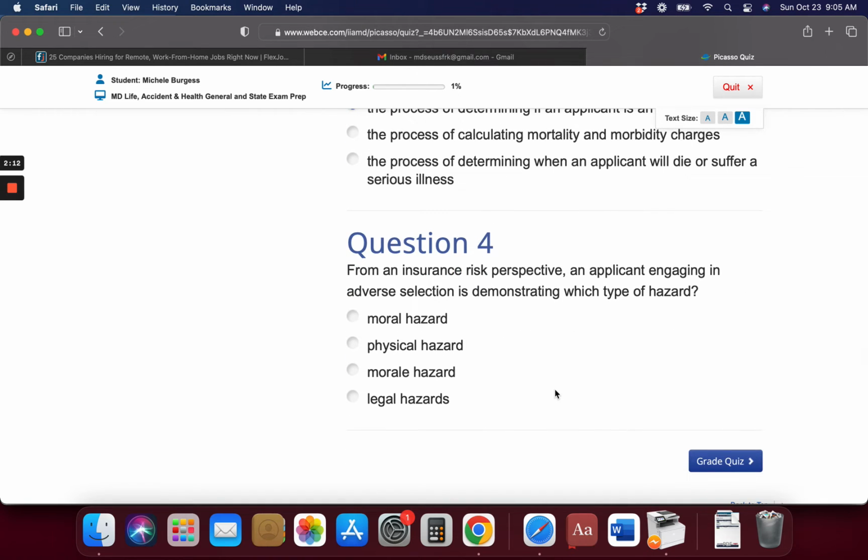All right, from an insurance risk perspective, an applicant engaging in adverse selection is demonstrating which type of hazard? I'm guessing morale. I'm guessing totally on that. We got moral and morale, legal and physical.